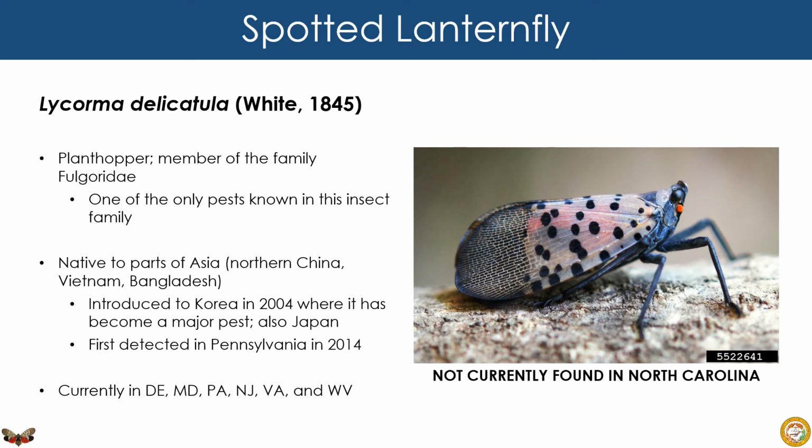Hopefully you've heard of this pest before, even though this one is not actually in North Carolina yet. The spotted lanternfly, Lycorma delicatula, is an invasive plant hopper in the Fulgoridae family of insects and is a major nuisance pest threatening agricultural crops such as grapes, hops, and hardwoods, as well as reducing the quality of life for people living in heavily infested areas. Native to parts of Asia, the spotted lanternfly was first detected in the United States in 2014 in Pennsylvania and has since spread into Delaware, Maryland, New Jersey, Virginia, and West Virginia.